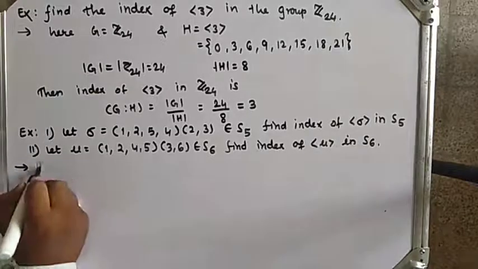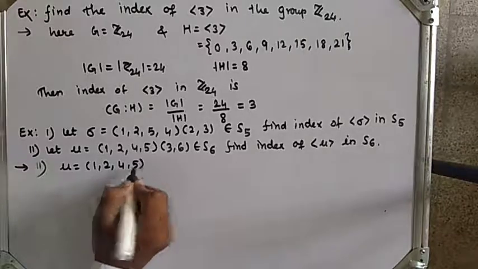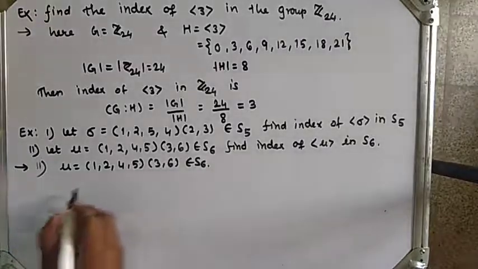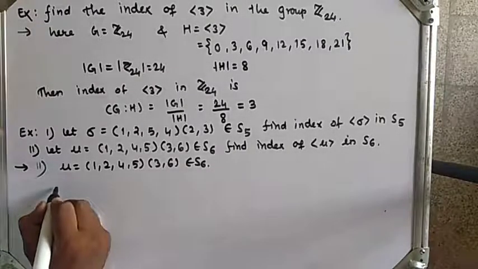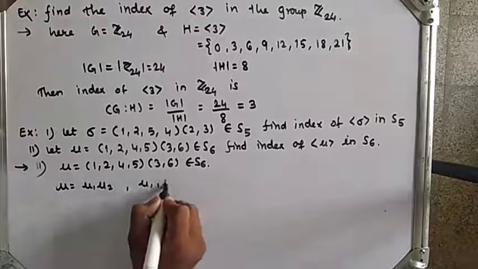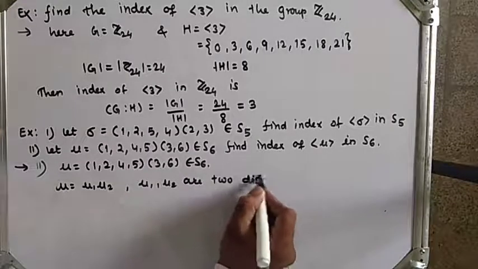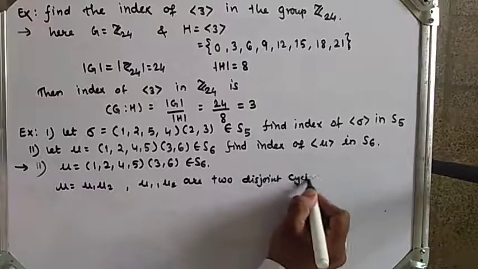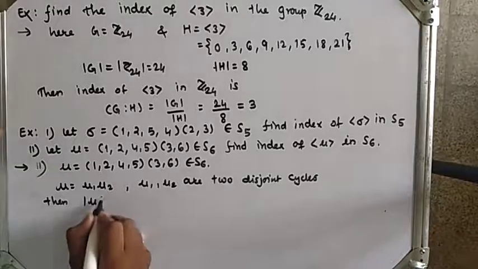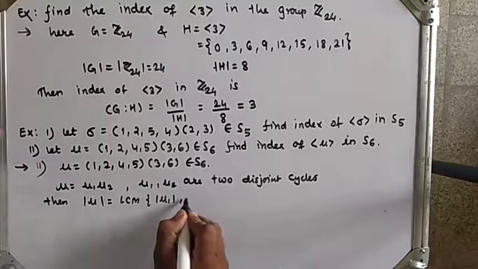Now let's see the second example. Here mu is equal to (1 2 4 5)(3 6), which belongs to S6. Now these are two disjoint cycles, therefore we have the result: if mu is equal to mu1 into mu2, where mu1 and mu2 are two disjoint cycles, then we know that order of mu is equal to LCM of order of mu1 and order of mu2.